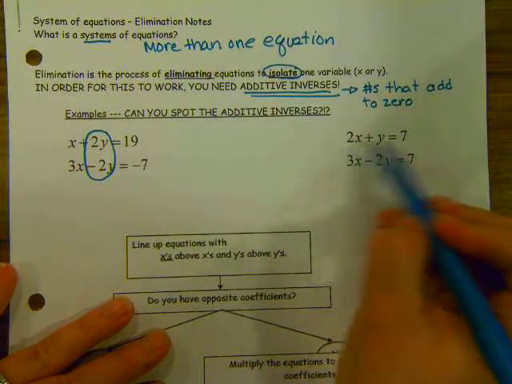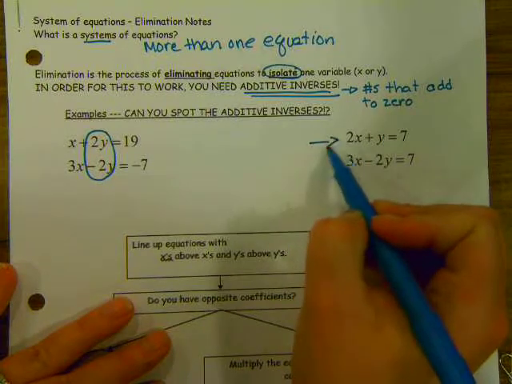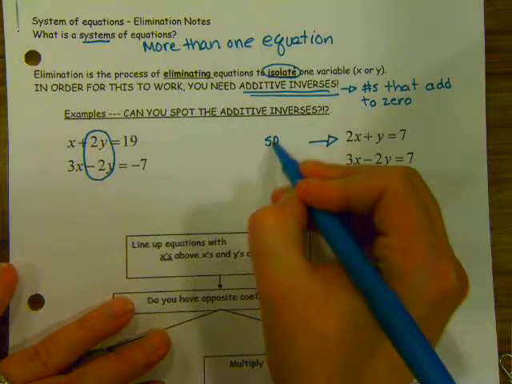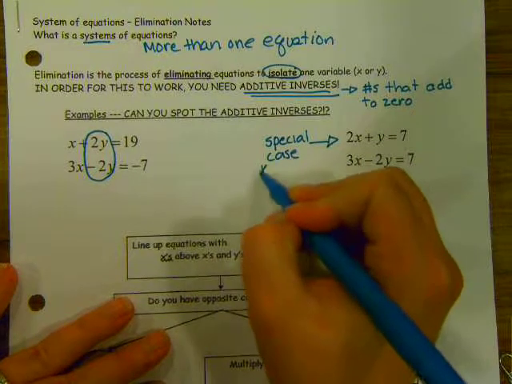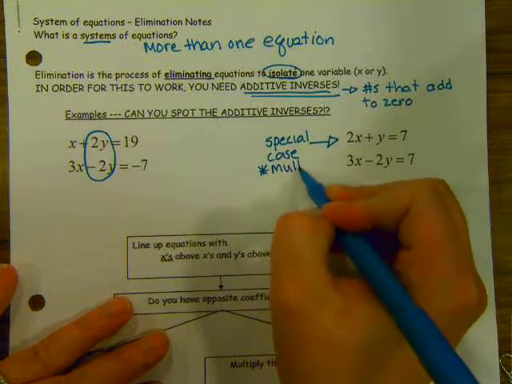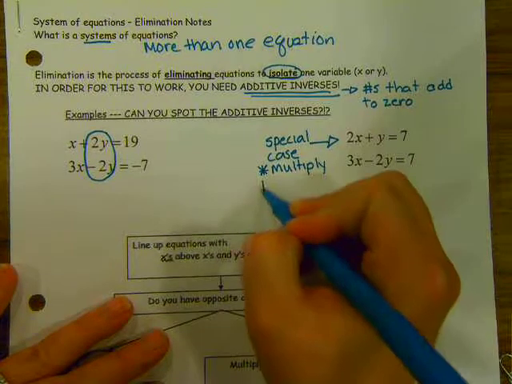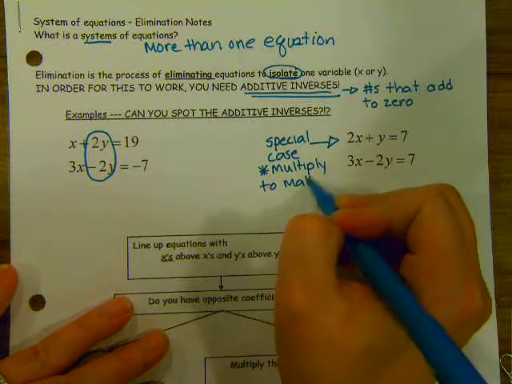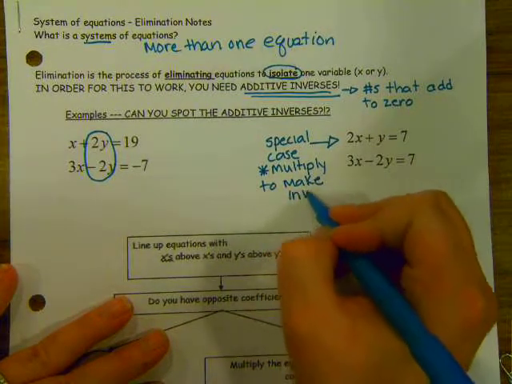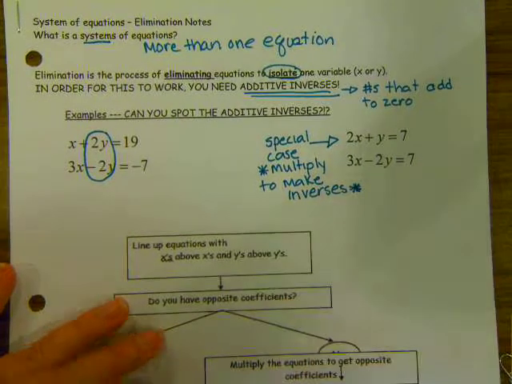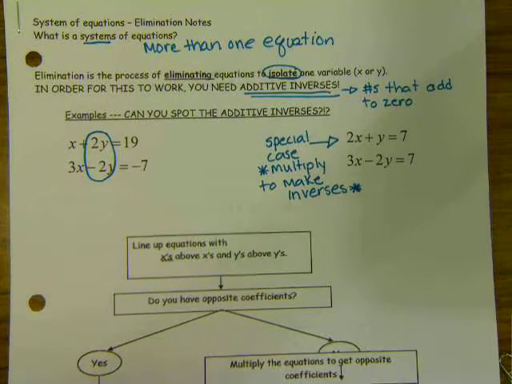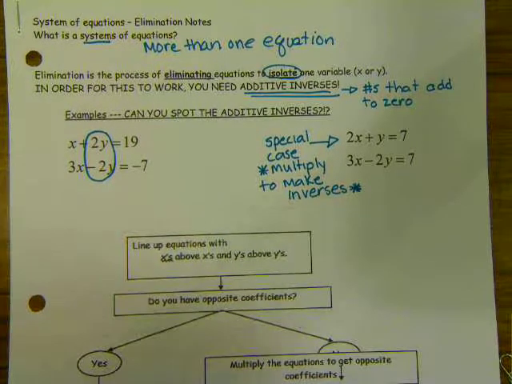Here, there are none. So this one is a special case, and we're going to practice this, where we're going to multiply to make the inverses. Now, none of this is new. You definitely did systems of equations through Algebra 1. Now we're just dusting off the cobwebs to make sure we remember this stuff.